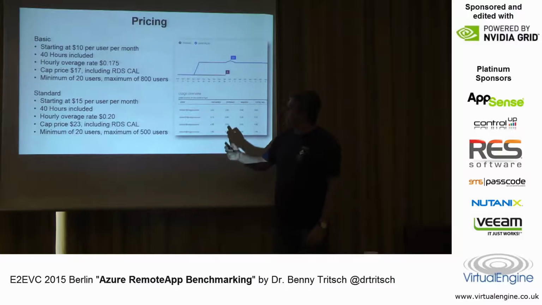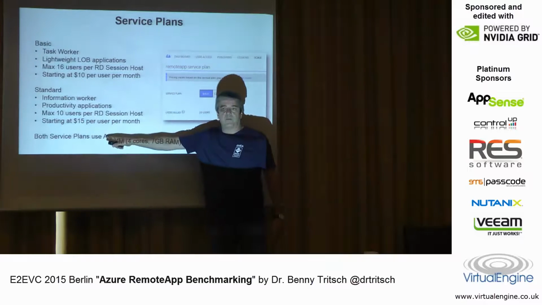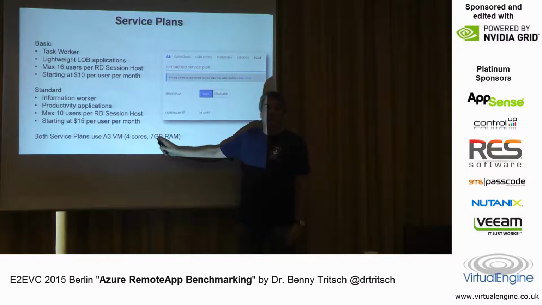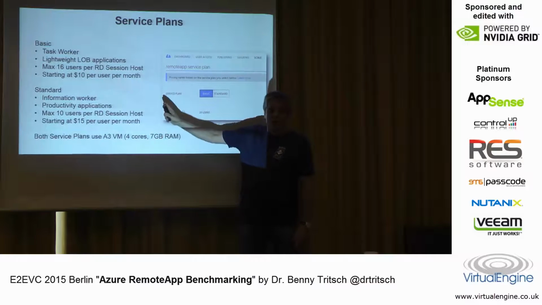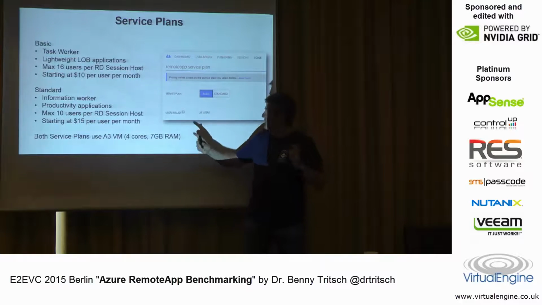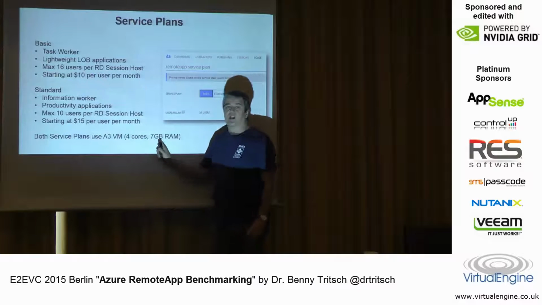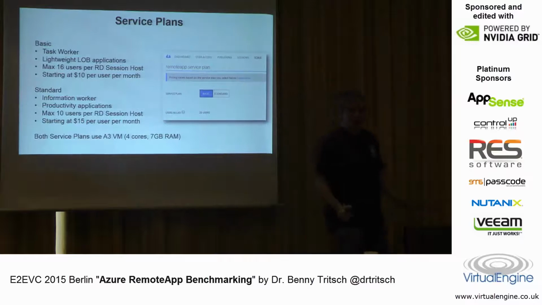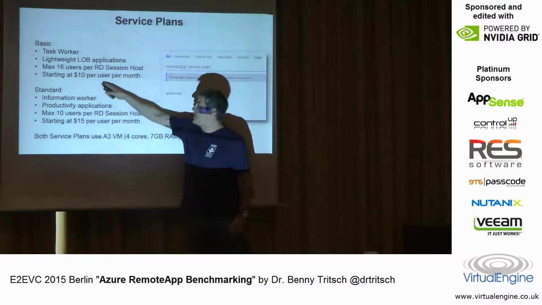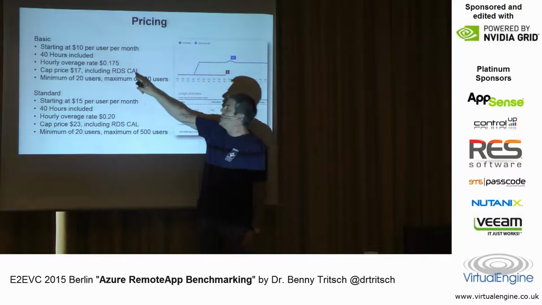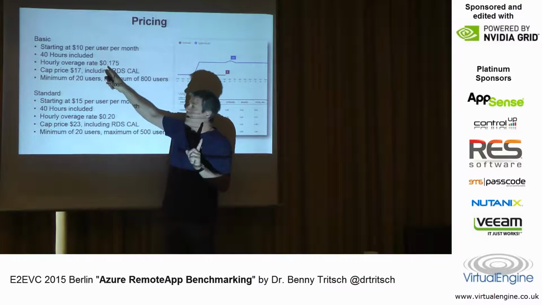Okay. So here's one very important piece of information. They always use an A3 VM, 4 cores, 7 gig of RAM for all of these VMs. So you do the math. You have 16 users, and they share 4 cores and 7 gig of RAM. So this is exactly what you get. And the price is really cheap, $10, $15. Now, what do you get for the $10? 40 hours are included per user.